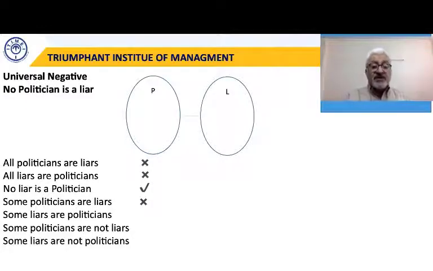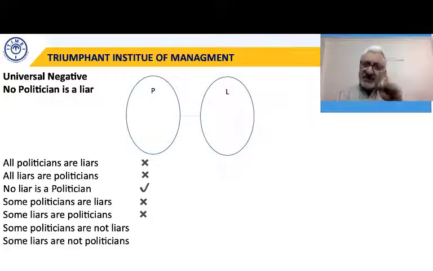If no politician is a liar, can some liar have an overlap with the politician? And we also did statement number 3, which says no liar is a politician. If not a single liar is a politician, then can it be true that some liar is a politician? No. Therefore, this is also false. Look at the last two now. The statement is no politician is a liar. That means there is no overlap between a politician and a liar. Some politician. Now, what do you understand by the word some? Some means at least one.